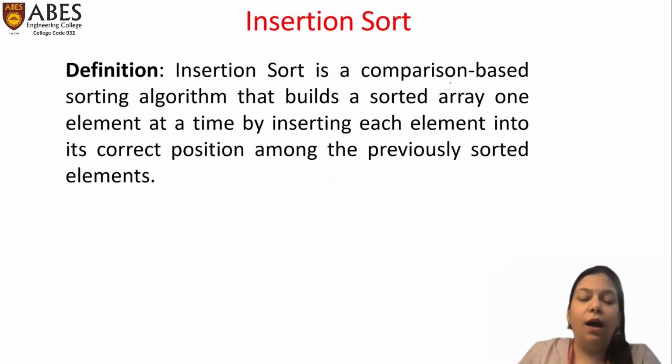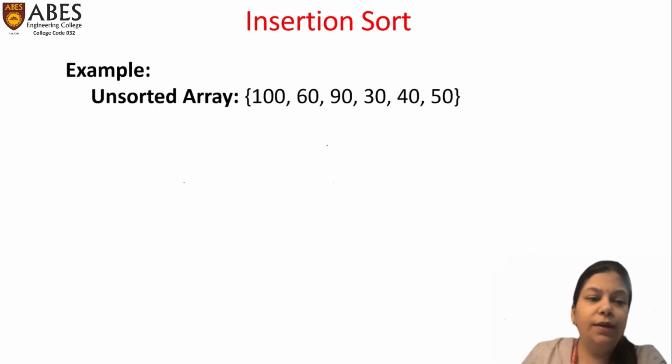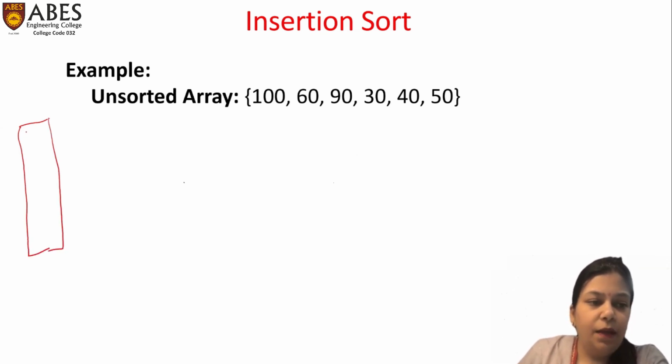So in order to understand how the insertion sort works, let us take an example and try to understand the technique behind this sorting algorithm. Suppose we have an array with 6 elements. Let us just try to make this array. The elements of the array are 100, 60, 90, 30, 40, and 50.